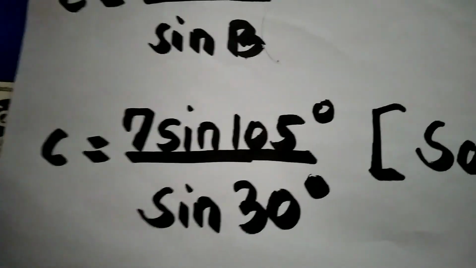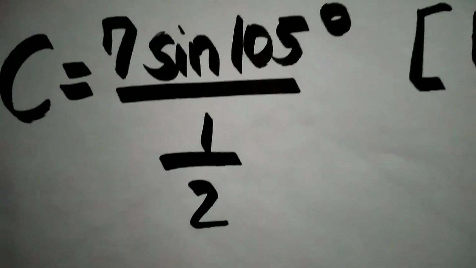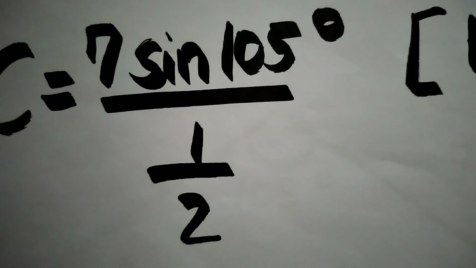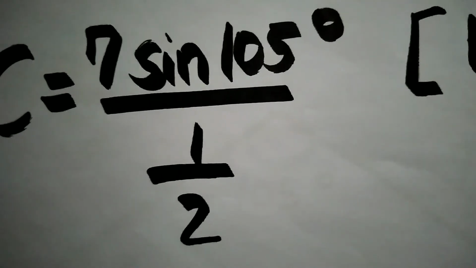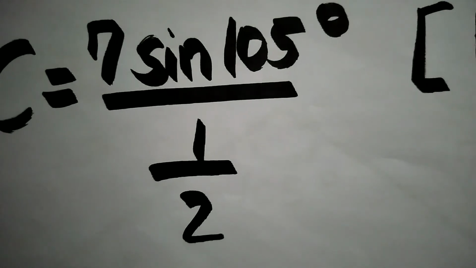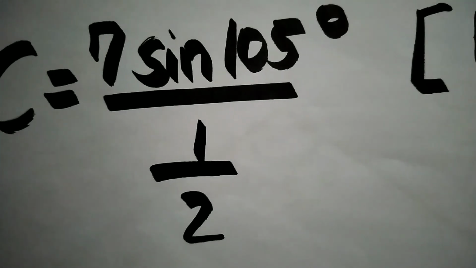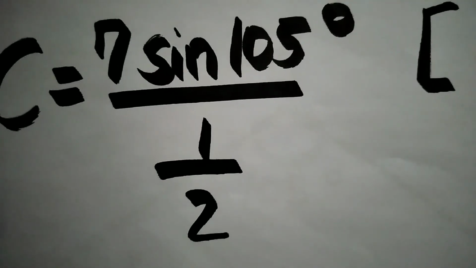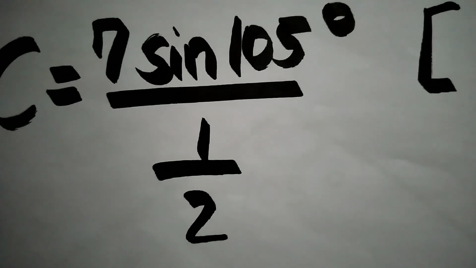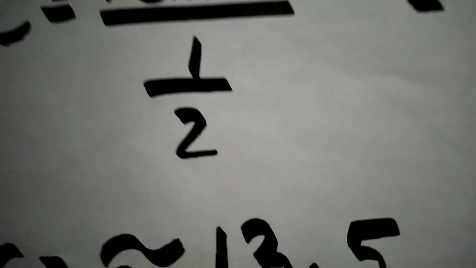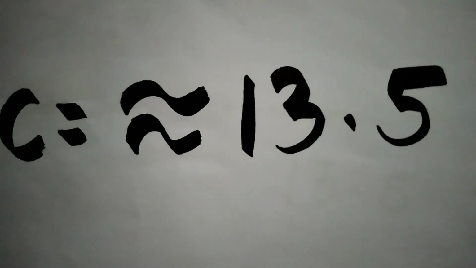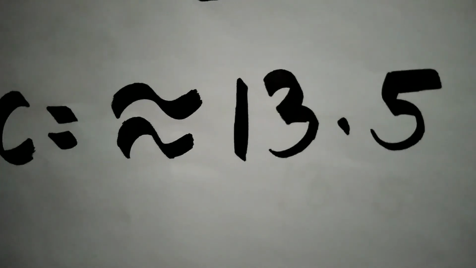First, we multiply 7 by sine 105 degrees, and then divide the result by 1/2. The 1/2 is from our trigonometric value table, sine 30 degrees, which is 1/2. So the total, by using a scientific calculator, is side c equals approximately 13.5.